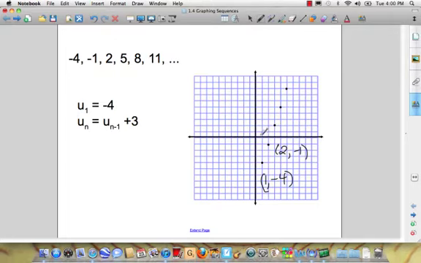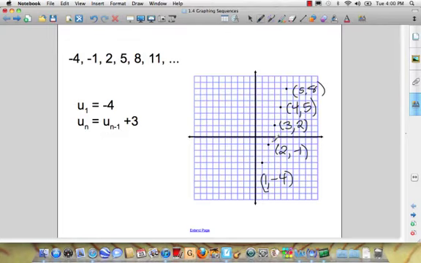This point right here is over 1, 2, 3, and up 2. So the horizontal, or x value 3, says we're looking at the third term, and the y coordinate, or 2, says that's the value of the third term. And then this one here, the fourth term, is 5. The fifth term is 8.